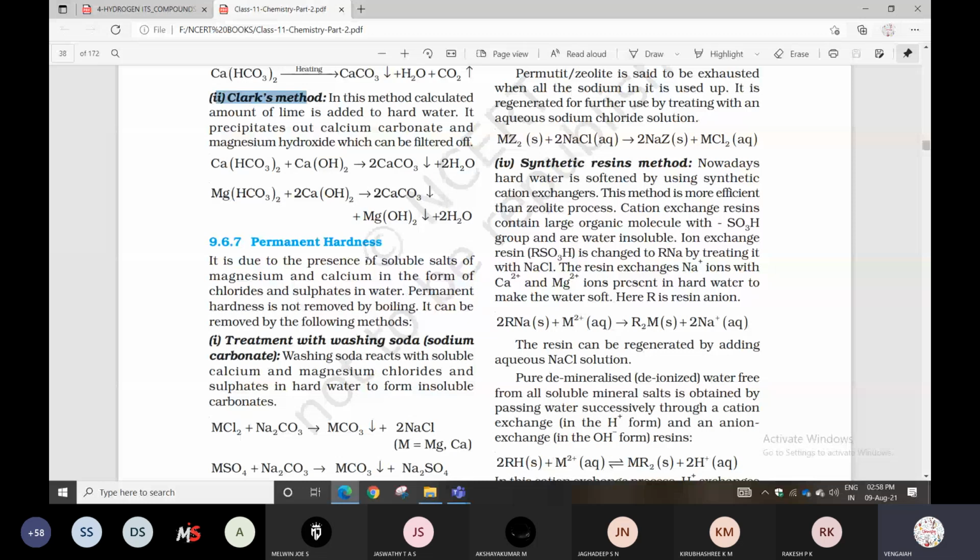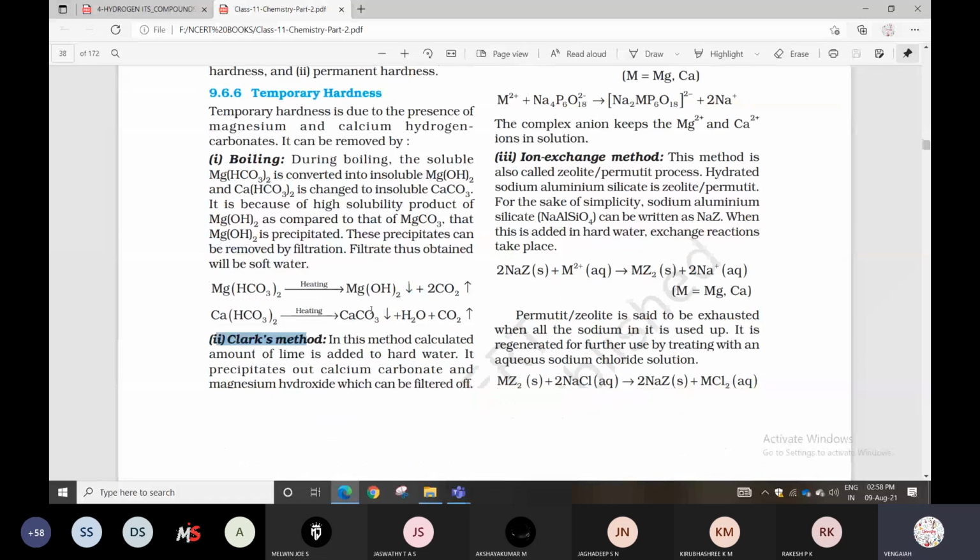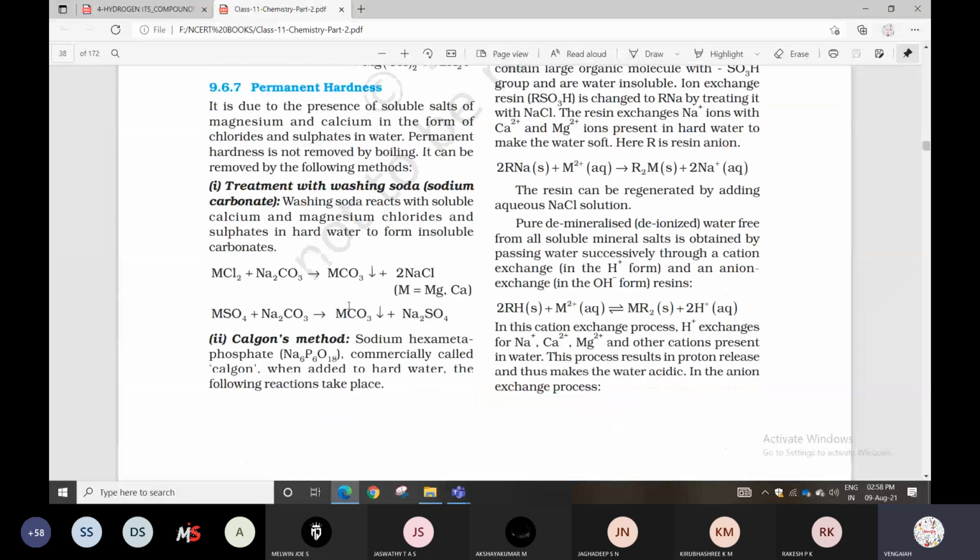You know the washing soda formula, sodium carbonate. Washing soda reacts with soluble calcium and magnesium chlorides and sulfates in hard water to form insoluble carbonates. You can get insoluble carbonates. Next one is the Calgon process, also given.